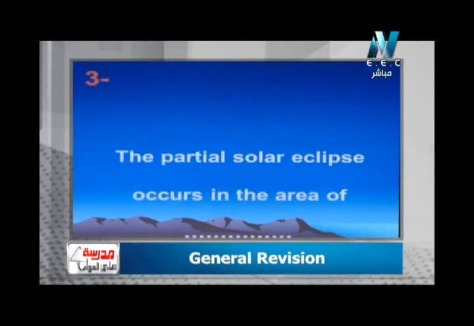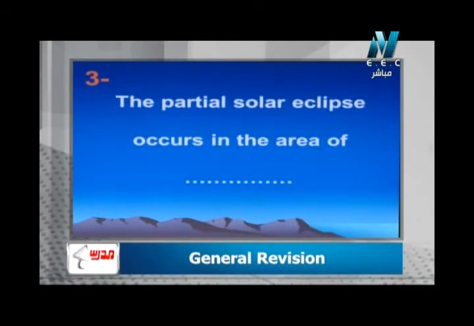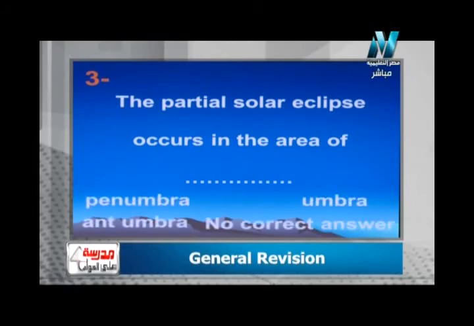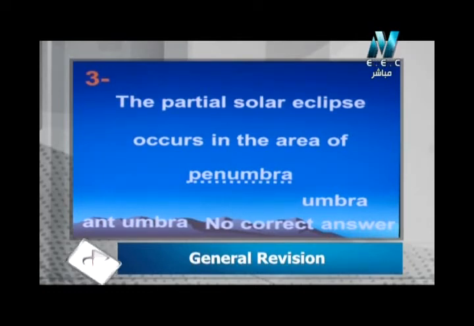Another question. The partial solar eclipse occurs in the area of penumbra, umbra, or antumbra? No correct answer is listed here. We know that the partial eclipse occurs in the area of penumbra. So we don't forget: partial happens in the penumbra, the letter P with the letter P.